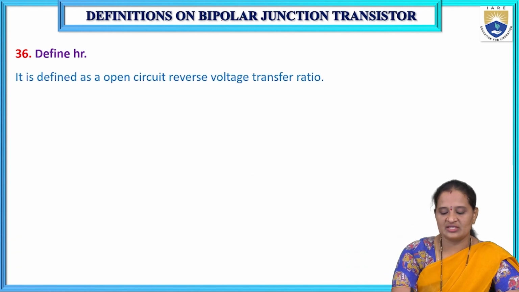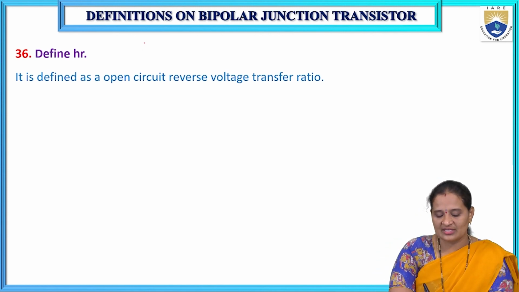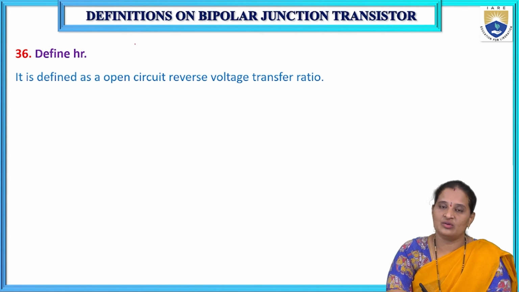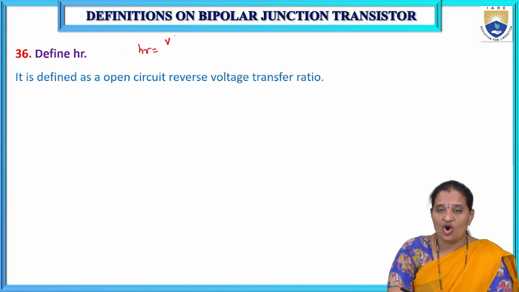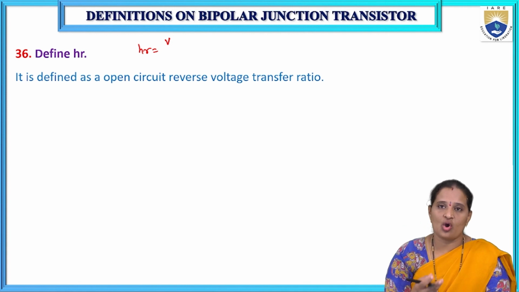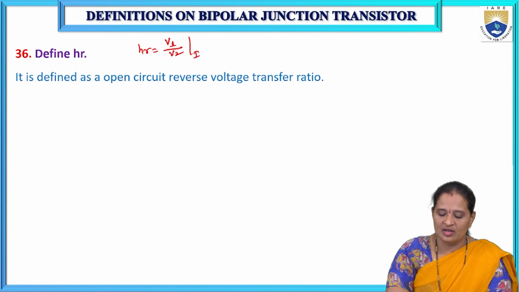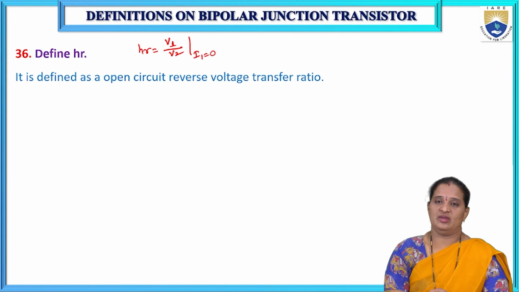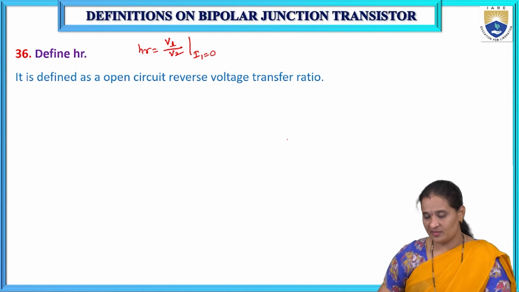Coming to hr. hr is defined as the reverse voltage gain or reverse voltage ratio. As I told you, V1 and I1 are the input parameters and V2 and I2 are the output parameters. Reverse means a gain is always calculated from output to input. So reverse voltage gain is the ratio of input voltage to the output voltage, V1 by V2, by making the input open circuited, I1 equals 0. So it is defined as an open circuit parameter, given by hr.